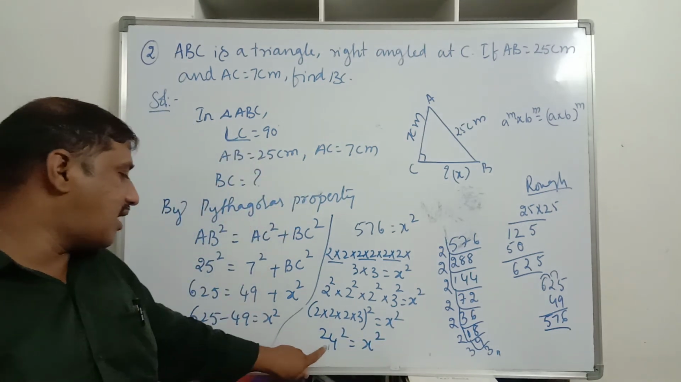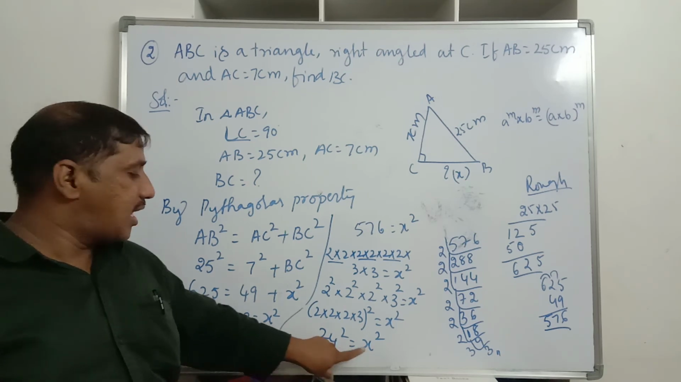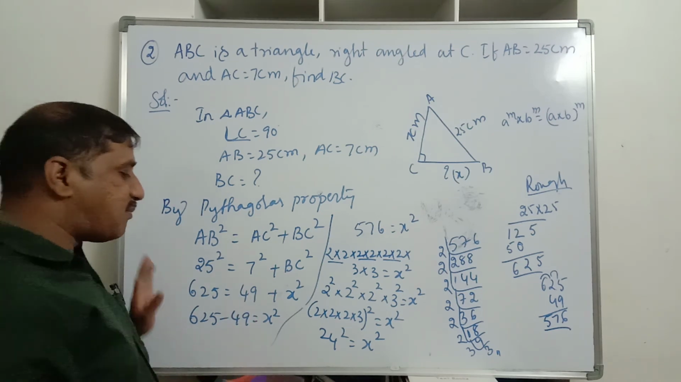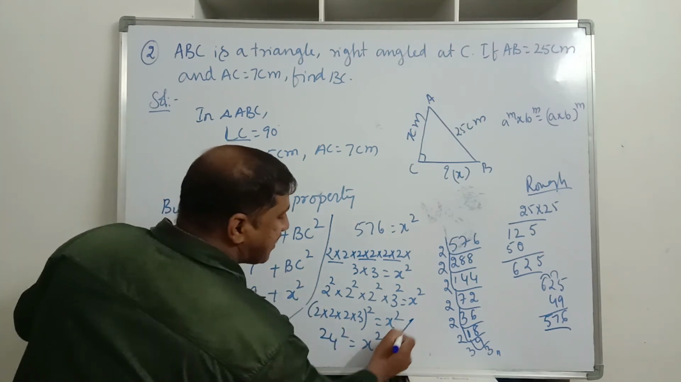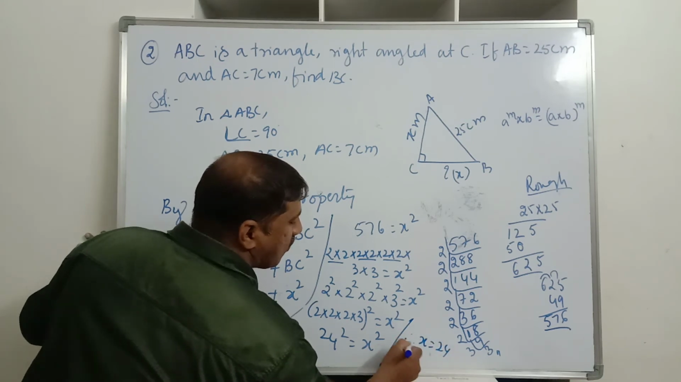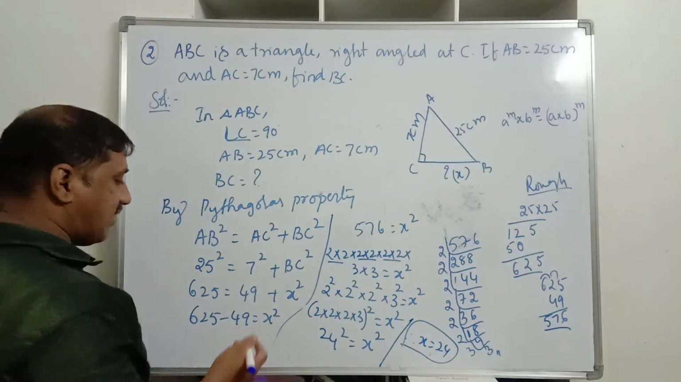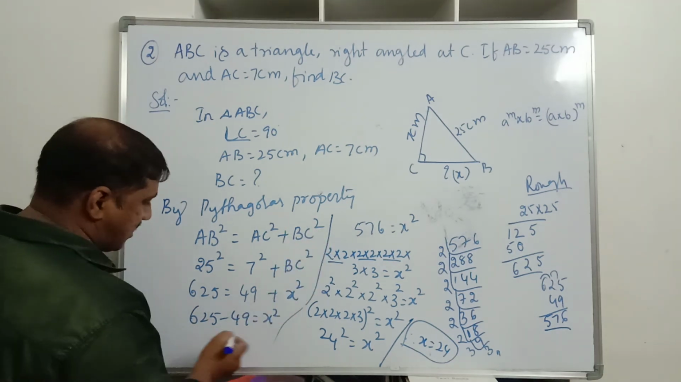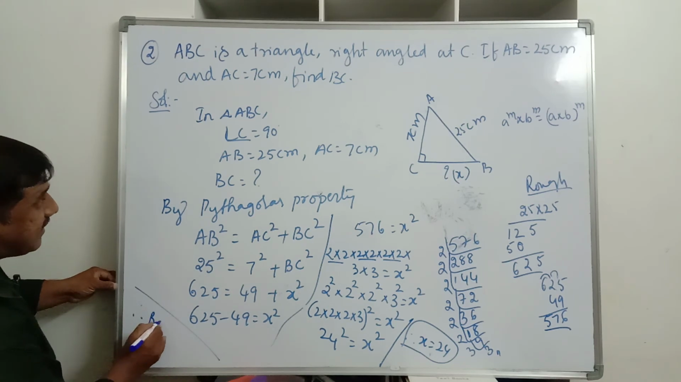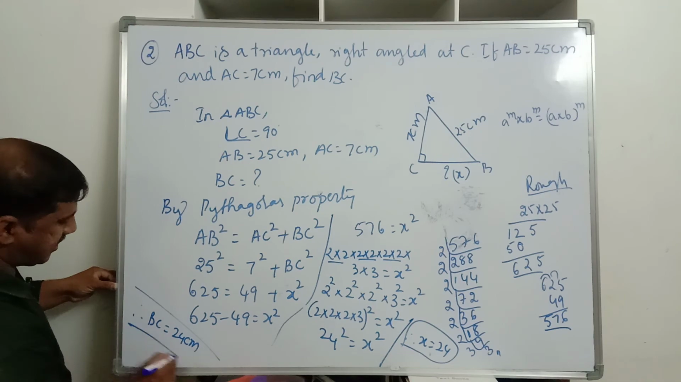Now if you observe here, the base is 24, the exponent is 2. Here the base is x, the exponent is 2. The exponents are the same, that is, the powers are the same. Therefore the bases also will be equal. Therefore x is equal to 24. What is x? It is BC. Hence I am writing the final result: BC is equal to 24 centimeters.